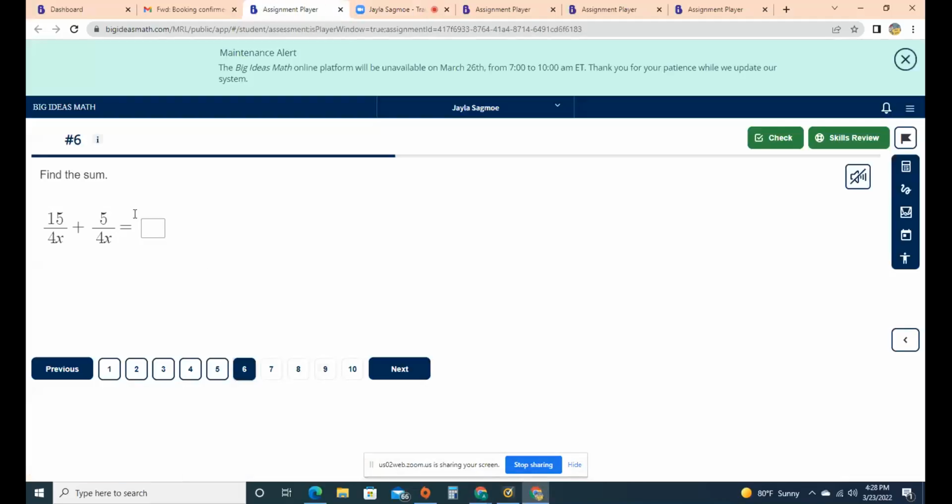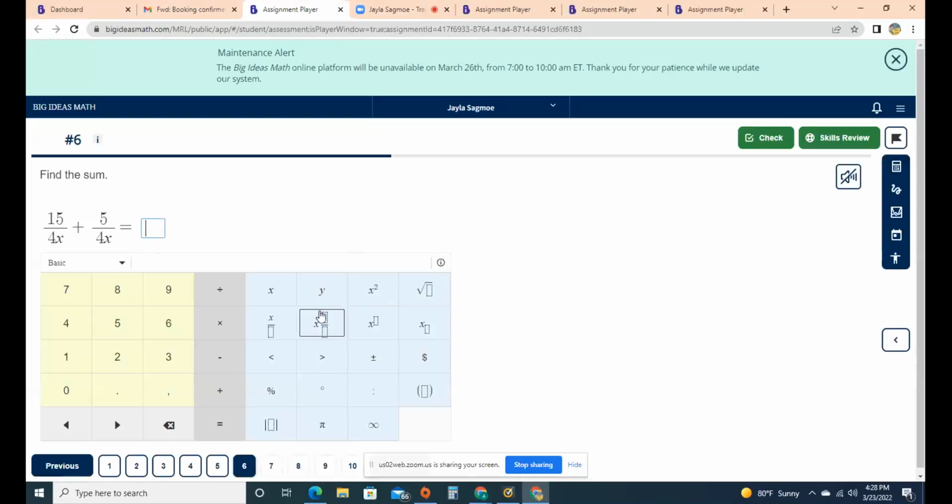Okay, so let's work this out. Go ahead and type in what you think the answer is. So 15 plus 5, what does that add up to? You can do that mental math. 20. 20 over 4x.